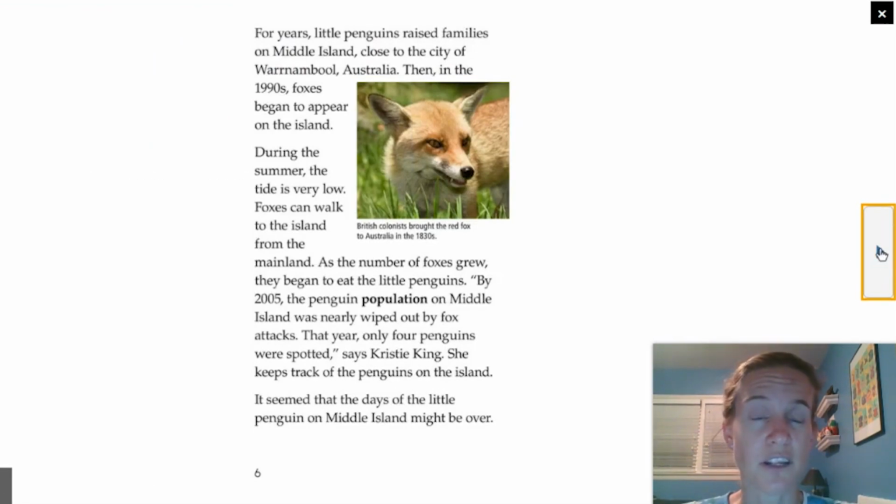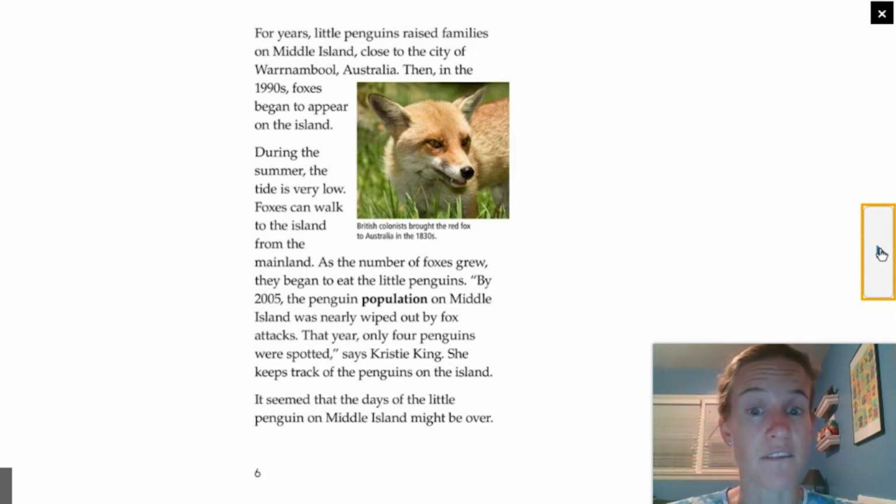For years, little penguins raised families on Middle Island close to the city of Warrnambool, Australia. Then in the 1990s, foxes began to appear on the island. During the summer, the tide is very low. Foxes can walk to the island from the mainland. As the number of foxes grew, they began to eat the little penguins.